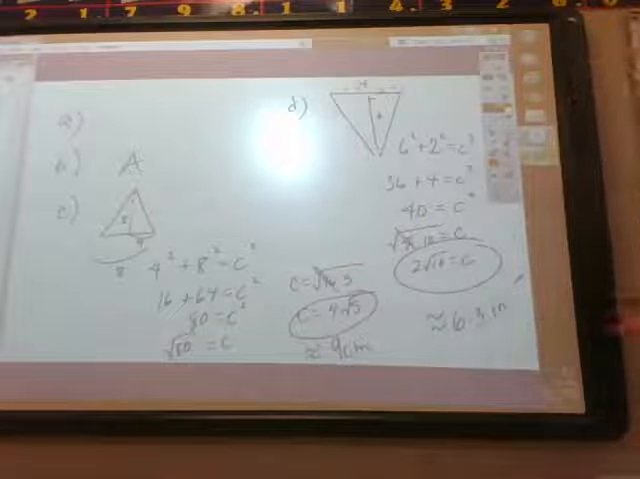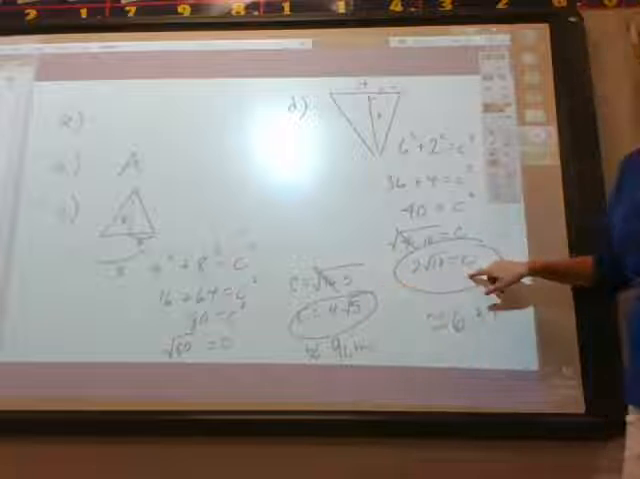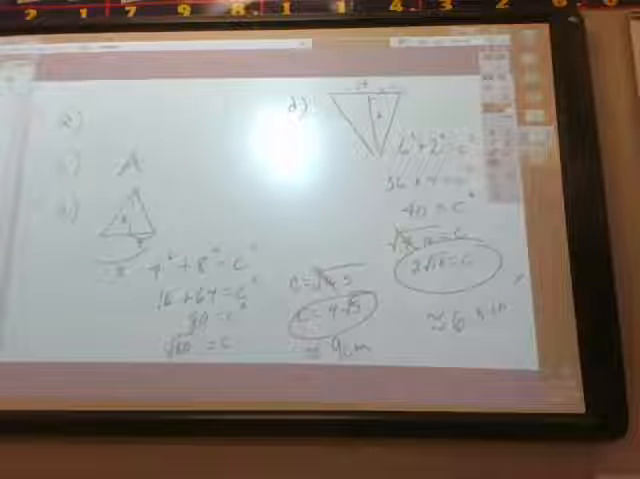All right, so you don't have to give an approximation unless it asks, but I do want you to simplify your radicals.